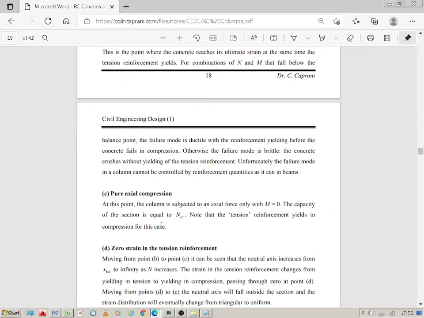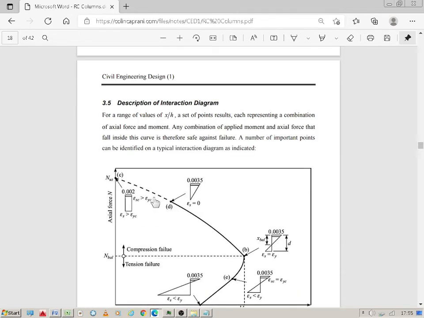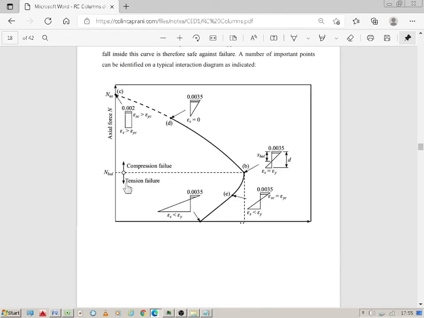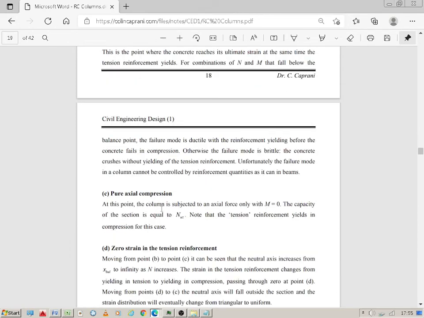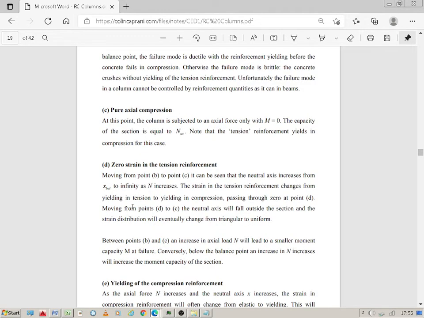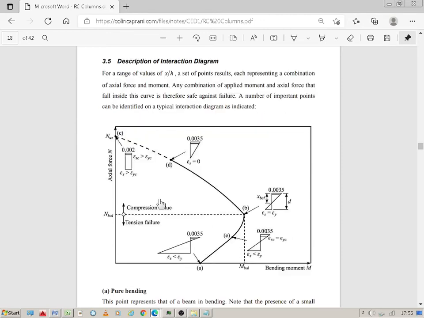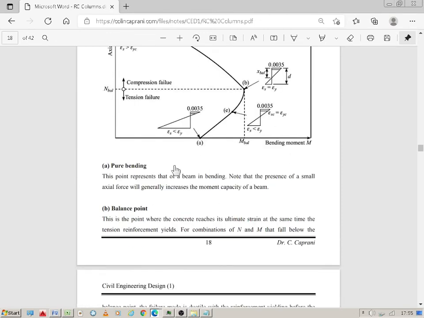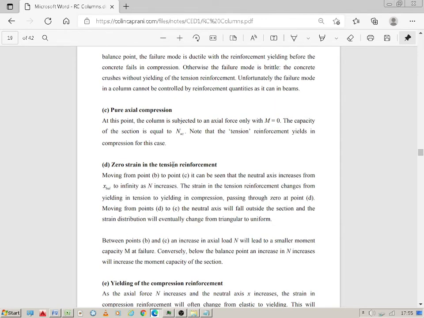Pure axial compression, point C on the curves, that's where it's N_UZ. At this point, the column is subjected to an axial force only with M equals 0. The capacity of the section is equal to N_UZ. Note that the tension reinforcement yields in compression for this case. Point D, here. Point D is 0 strain in the tension reinforcement.